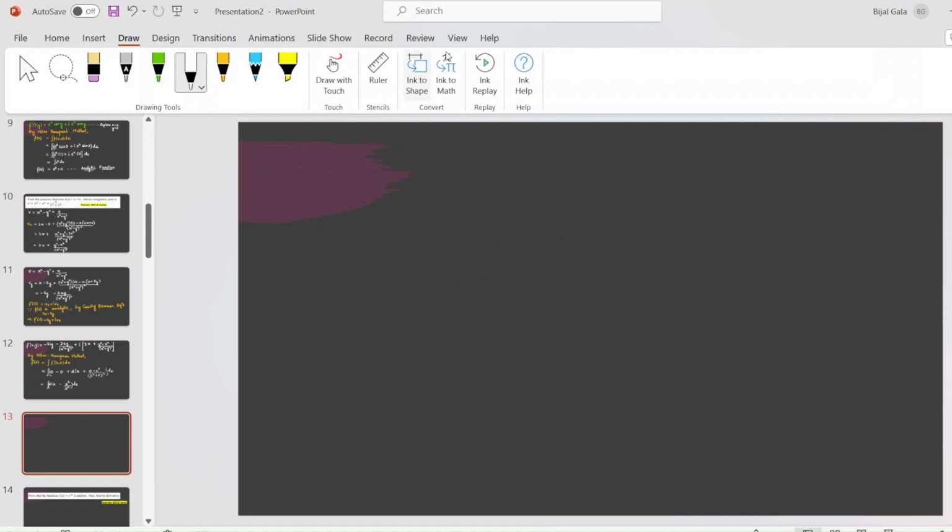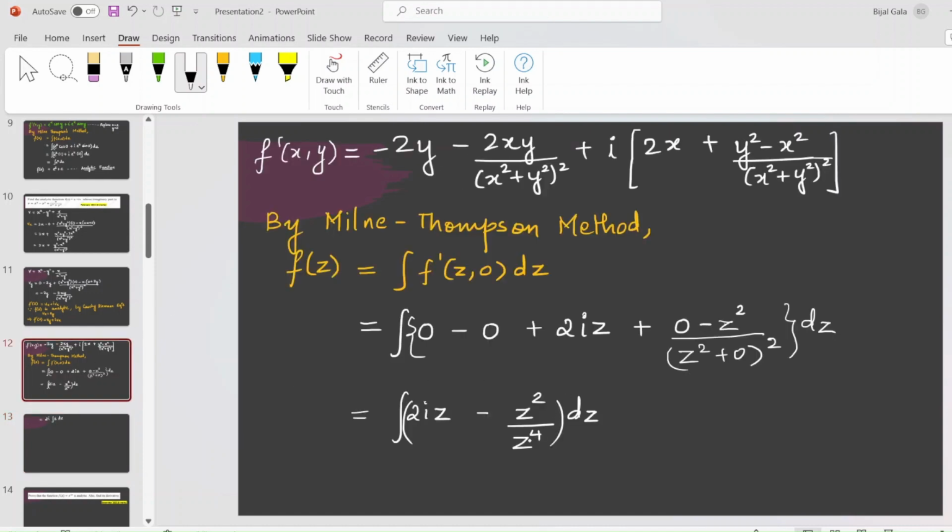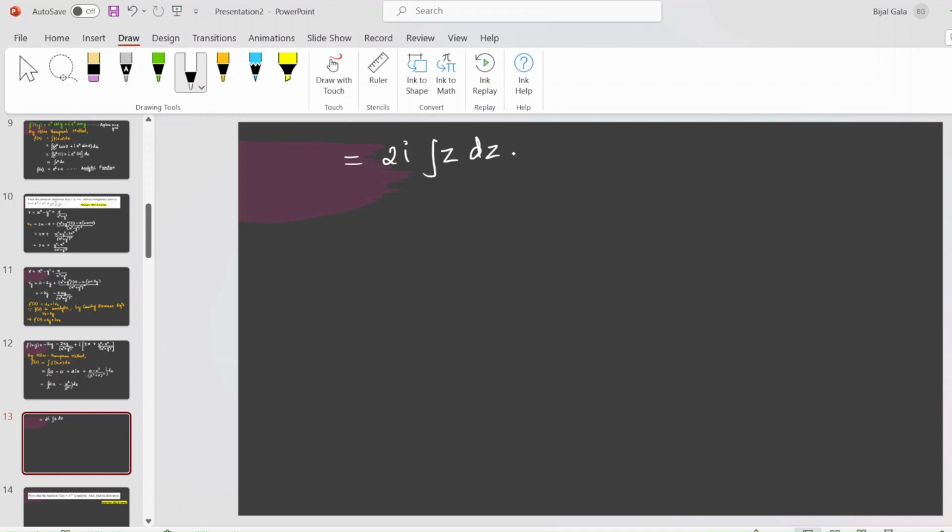Now, to integrate this: from the first term, 2i is a constant, comes out of the integral. I have integral z dz. And in the second term, the powers will get cancelled and I have negative integral of z raised to minus 2 dz. So this is 2i z square over 2 minus z raised to minus 1 over negative 1 plus the constant of integration c.